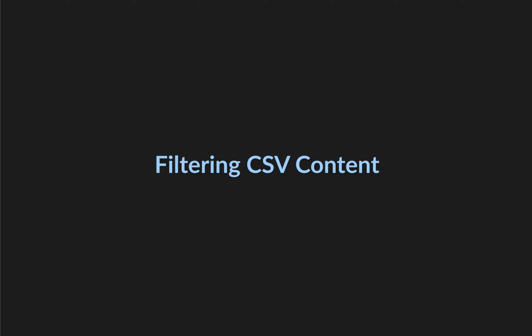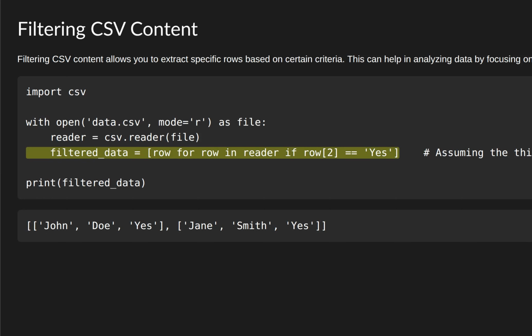Filtering CSV content. Filtering CSV content allows you to extract specific rows based on certain criteria. This can help in analyzing data by focusing on relevant information.